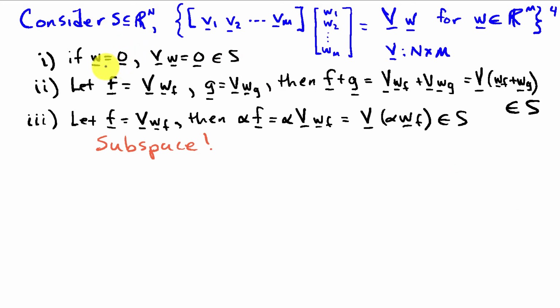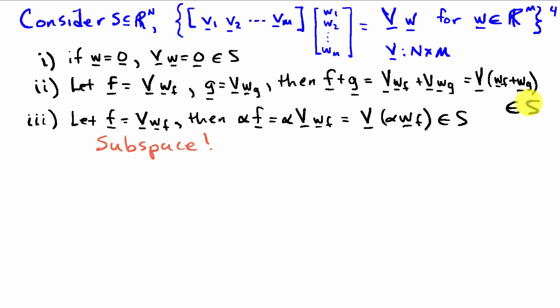We see that when W is equal to 0, VW is equal to 0, so the origin is in this particular space. If I take some point in the space F, which is expressed as V times W_F, and another point G expressed as V times W_G, and I add those two vectors, F and G, well, I can factor out the V, and I end up with V times another vector, W_F plus W_G, and that is also in the subspace.